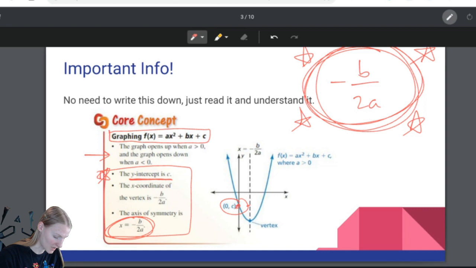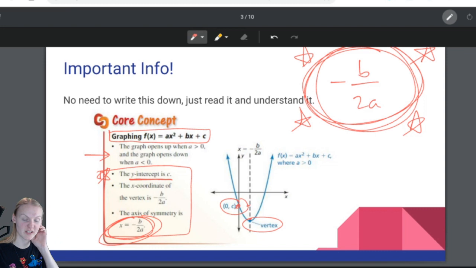So, negative b over 2a, that's where the axis of symmetry is. And it also tells you where your vertex is. It tells you where the bottom of the parabola is. So you get a 2-for-1 kind of deal.